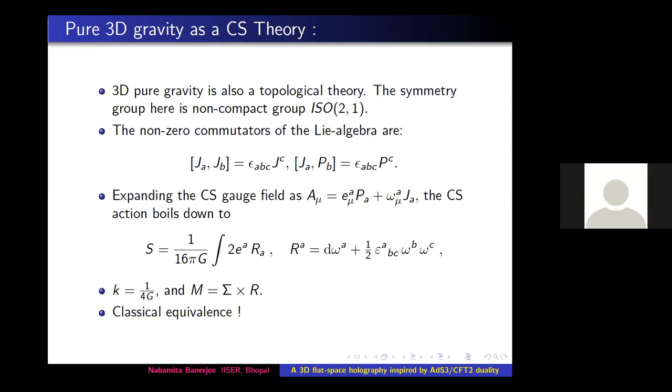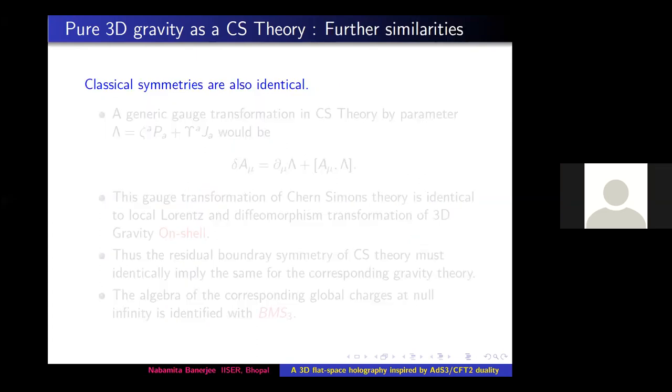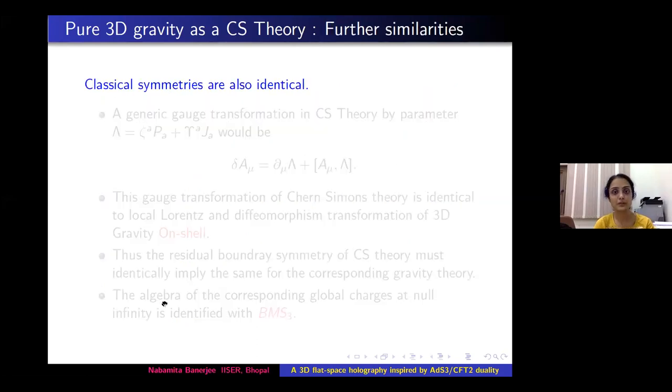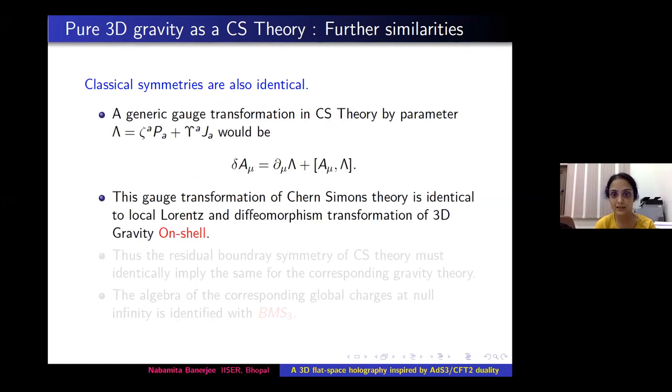Okay. Thanks. Good. So far, all we have seen is that the classical actions are equivalent, but there are more. Actually, the classical symmetries are also identical. So how do we see that? To understand that, let's do the following. Now, a generic gauge transformation in the Chern-Simons theory will be parameterized again in terms of these two generators that you have, P and J. So a generic gauge transformation parameter would be a scalar in this basis.